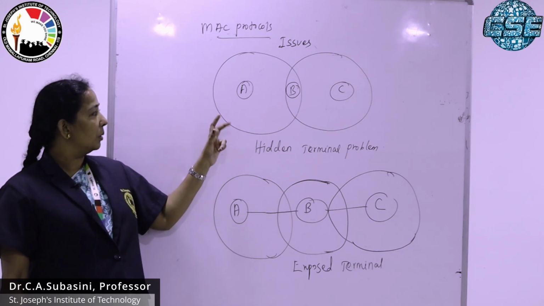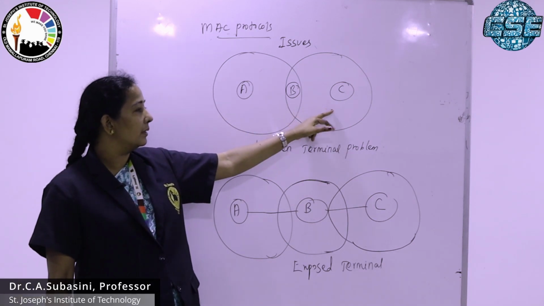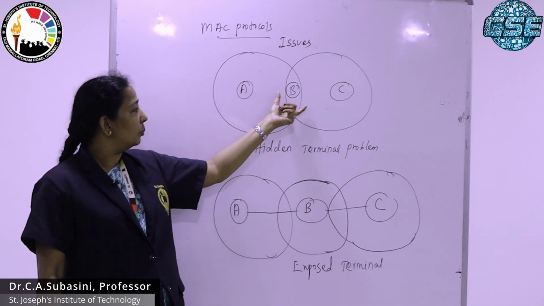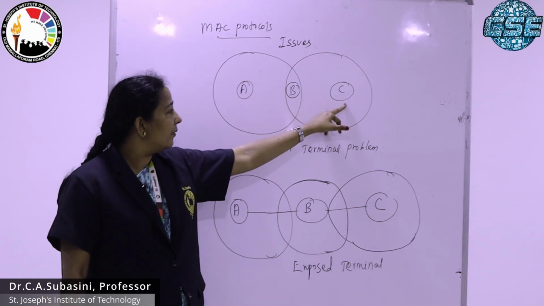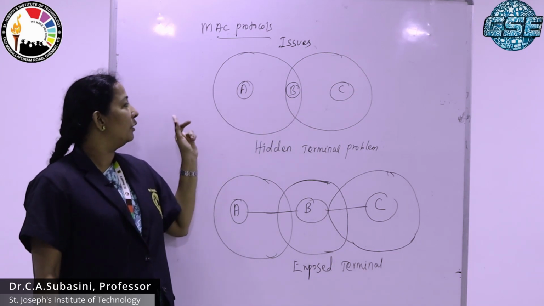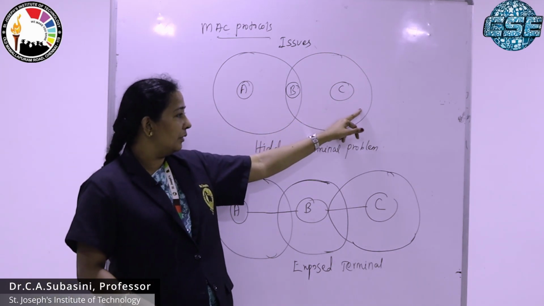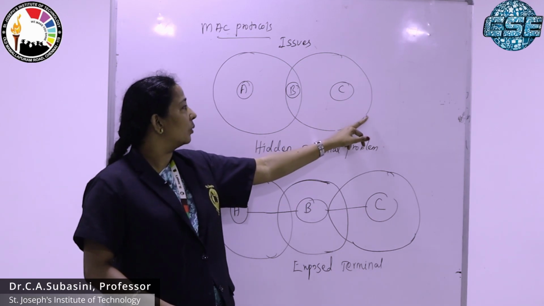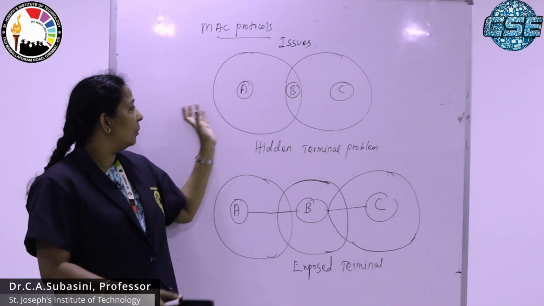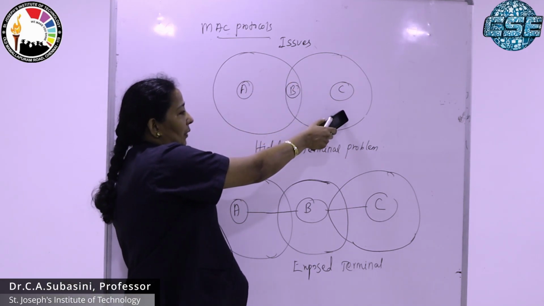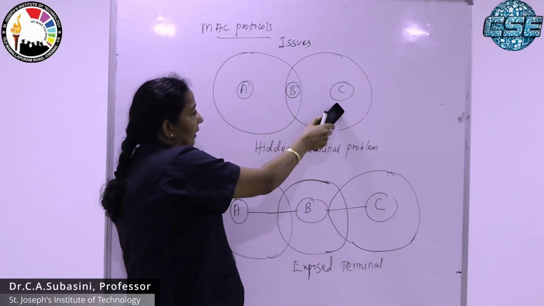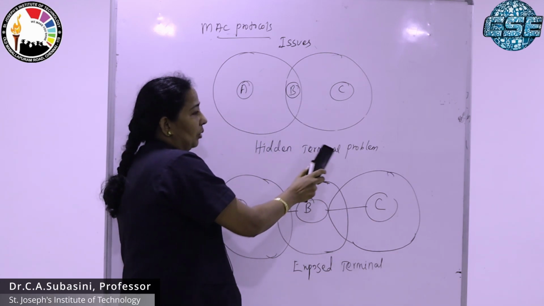In the hidden terminal problem, A, B and C, three different nodes, are there. A will be sending data to B, and at the same time C will be sending data to B. A is in a different radio range and C is in a different radio range. In that situation, A and C are hidden from each other. That is the hidden terminal problem.